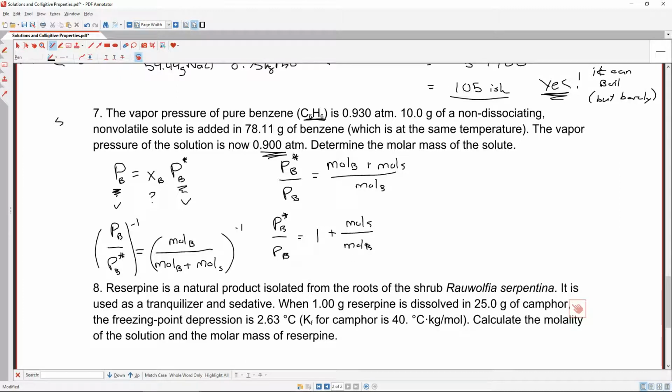Right, and this also implies that mole B times (P star B over PB minus 1) is equal to moles of S. And moles of S is equal to the mass of S divided by its molecular weight.